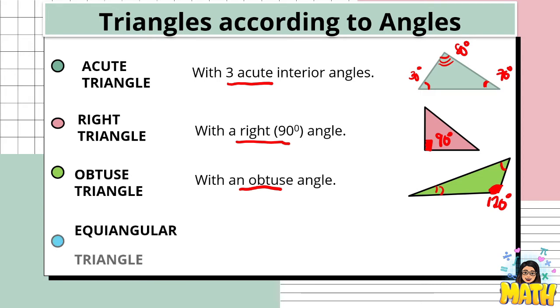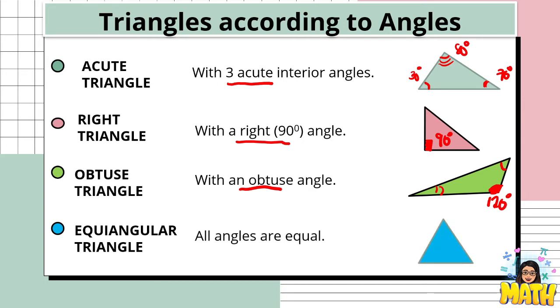And the last one is what we call equiangular triangle. Here, all angles are equal. This is an example of an equiangular triangle. Remember that the sum of all interior angles of a triangle is always 180. So if we need to divide it equally by 3 angles, that means each measure of the angle is always equal to 60 degrees. Okay?